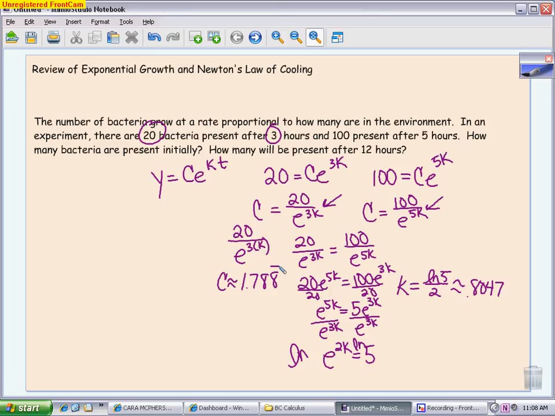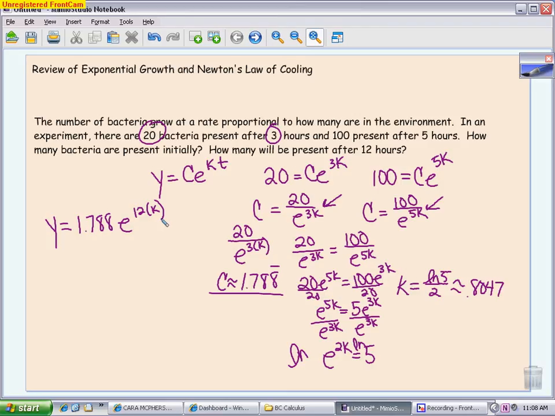Now to answer the second question, how many are going to be present after 12 hours? Well, I have y equals, I just figured out what c was, so I can either have it stored in my calculator, or I could just put the letter c down knowing that this is what c is. e to the 12 times the k value that, again, I also have stored. So I have a lot of decimals, and storing here prevents any type of rounding error.